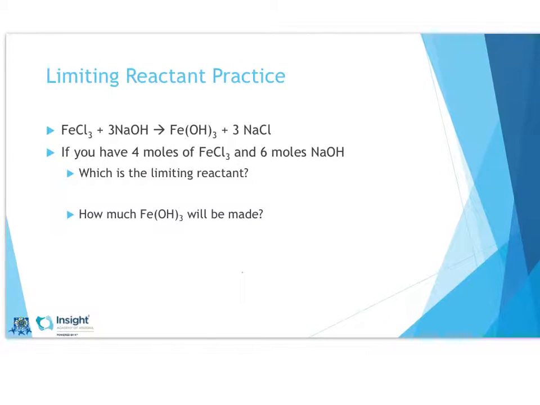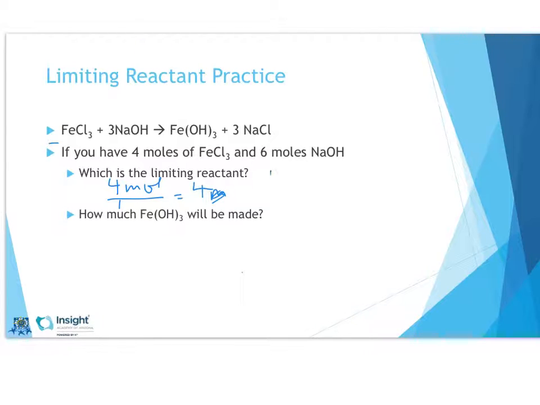Alright, so one more set of practice. So if you have 4 moles of iron chloride and 6 moles of sodium hydroxide, what's going to be your limiting reactant? So you don't always necessarily have the same amount of each reactant, you might have different amounts, but the process is the same. I'm going to do the 4 moles of FeCl3, and I'm going to divide by the coefficient for FeCl3, which is 1. So that means I have 4 reactions to work with.